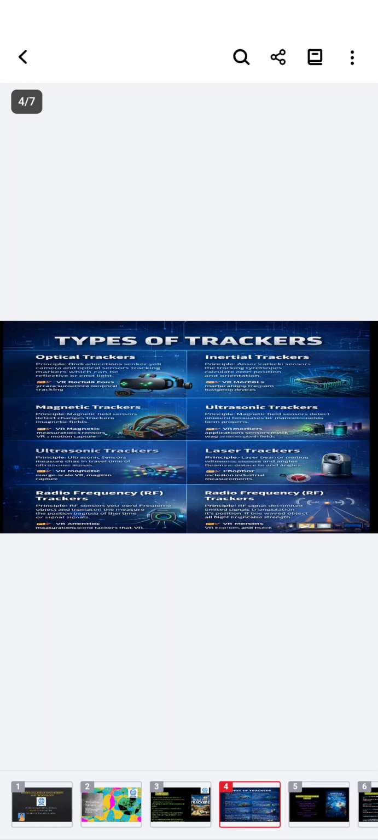So the types of trackers. This slide presents the various types of 3D position tracking technologies based on different working principles. Optical trackers use cameras and optical sensors to track markers that reflect or emit light. They are commonly used in VR headsets and motion capture systems. The advantage is high accuracy and the limitation is that it requires line of sight.